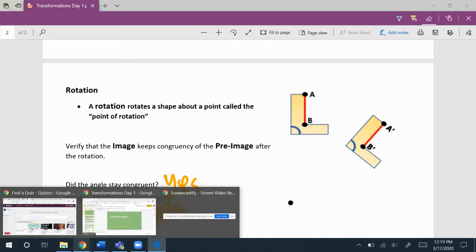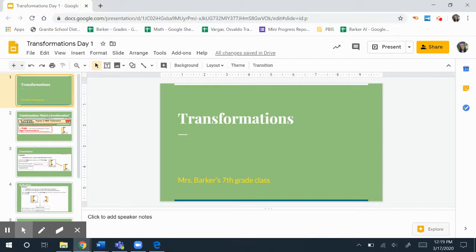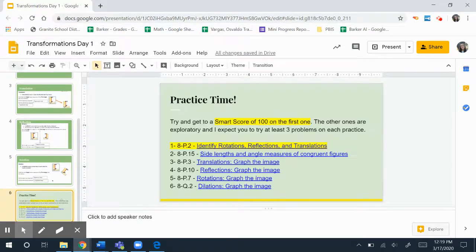So if you go back to your slide, you should have finished working through the slides now, and you should be on this practice time. I want you to go to this very first practice and try to get a SMART score of 100. It gets a little bit tricky because sometimes the reflection happens over a diagonal. So if you're unable to see what's happening with the shape, try and draw a diagonal and see if it's reflecting over the diagonal, okay?